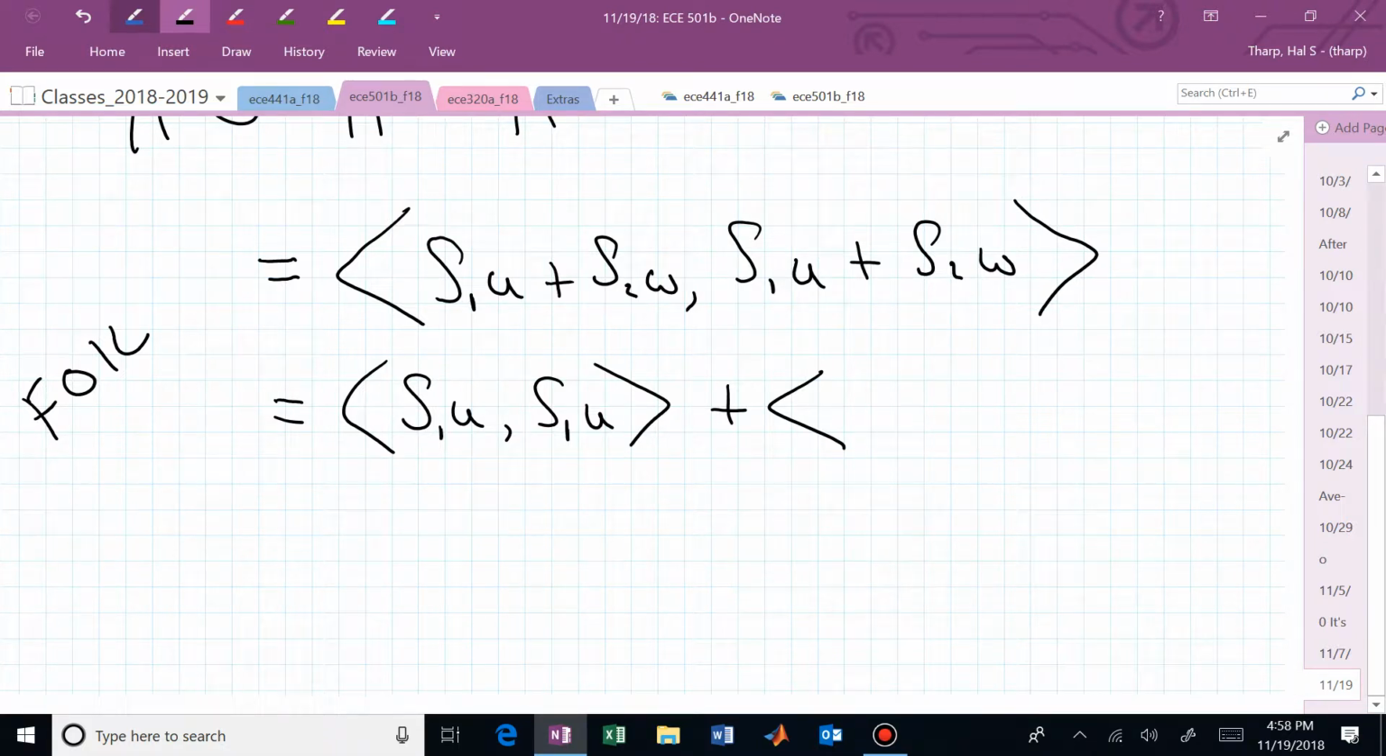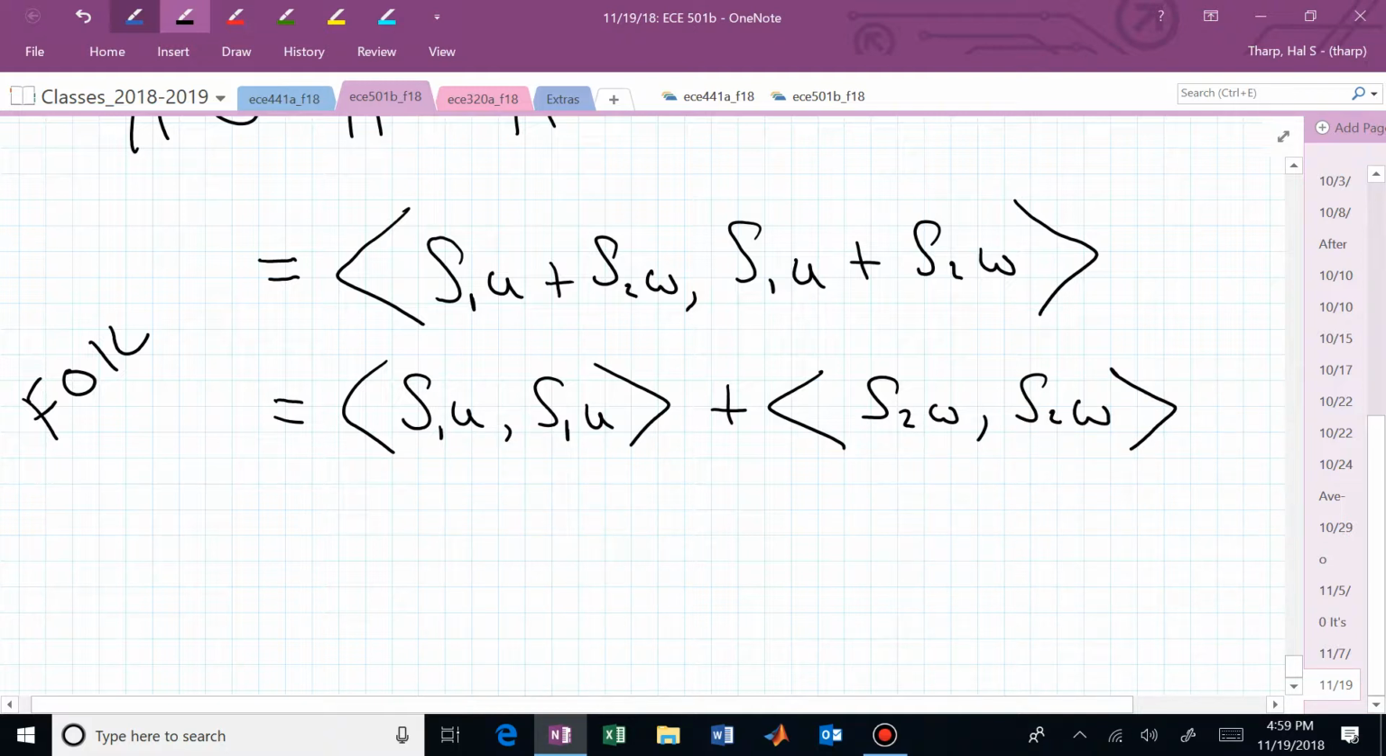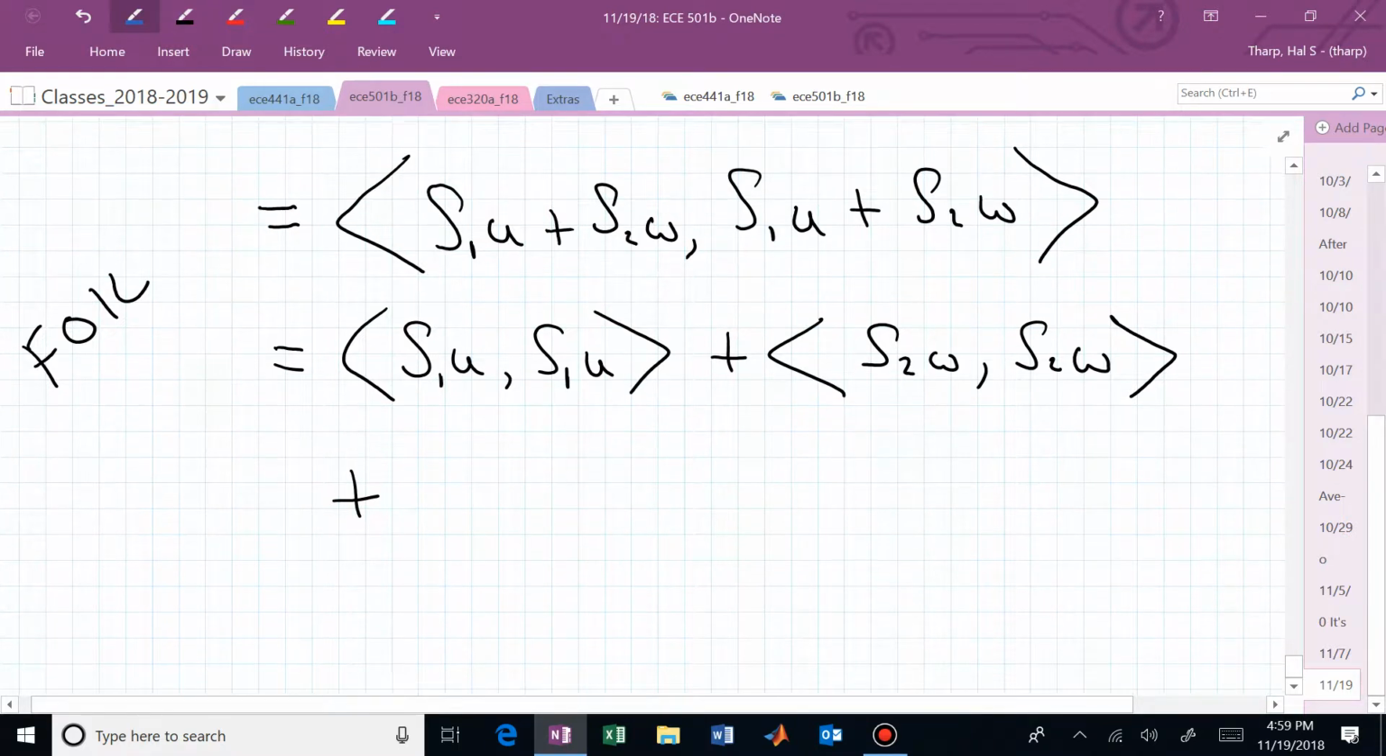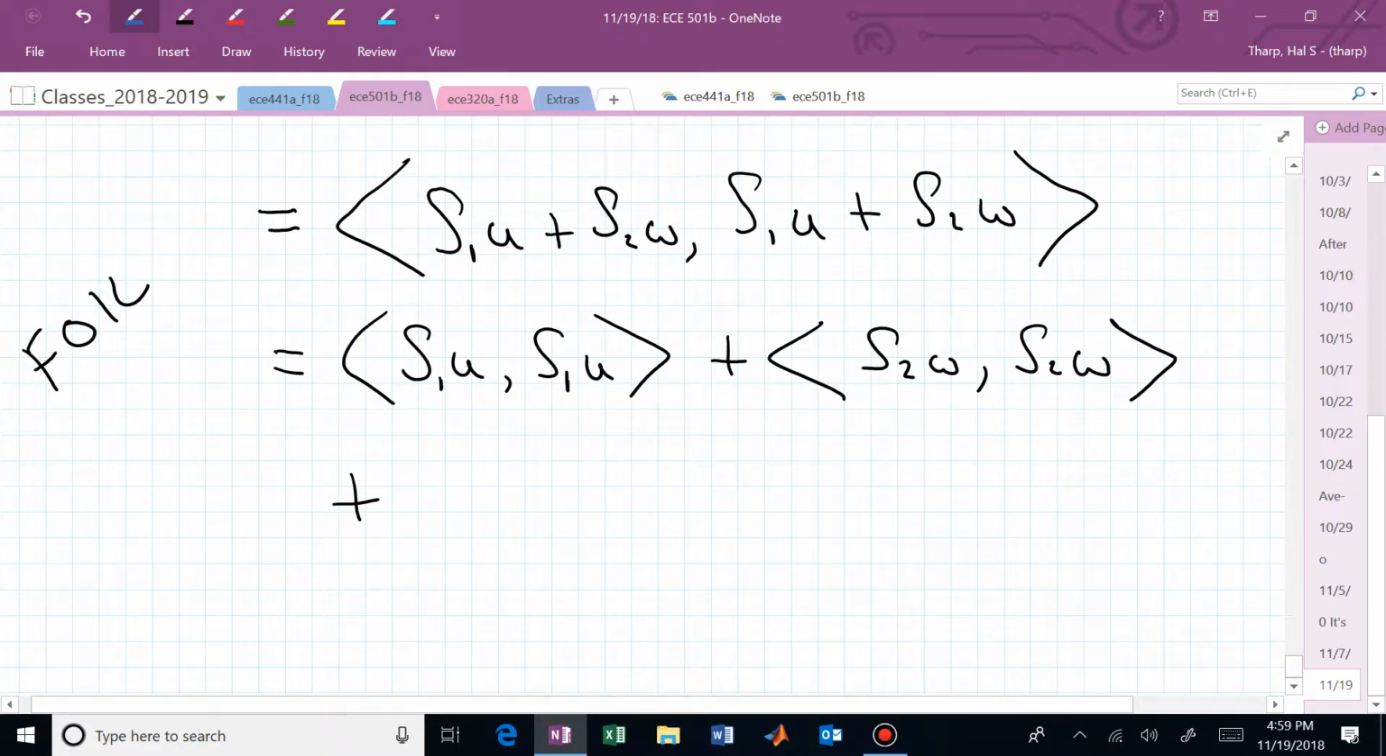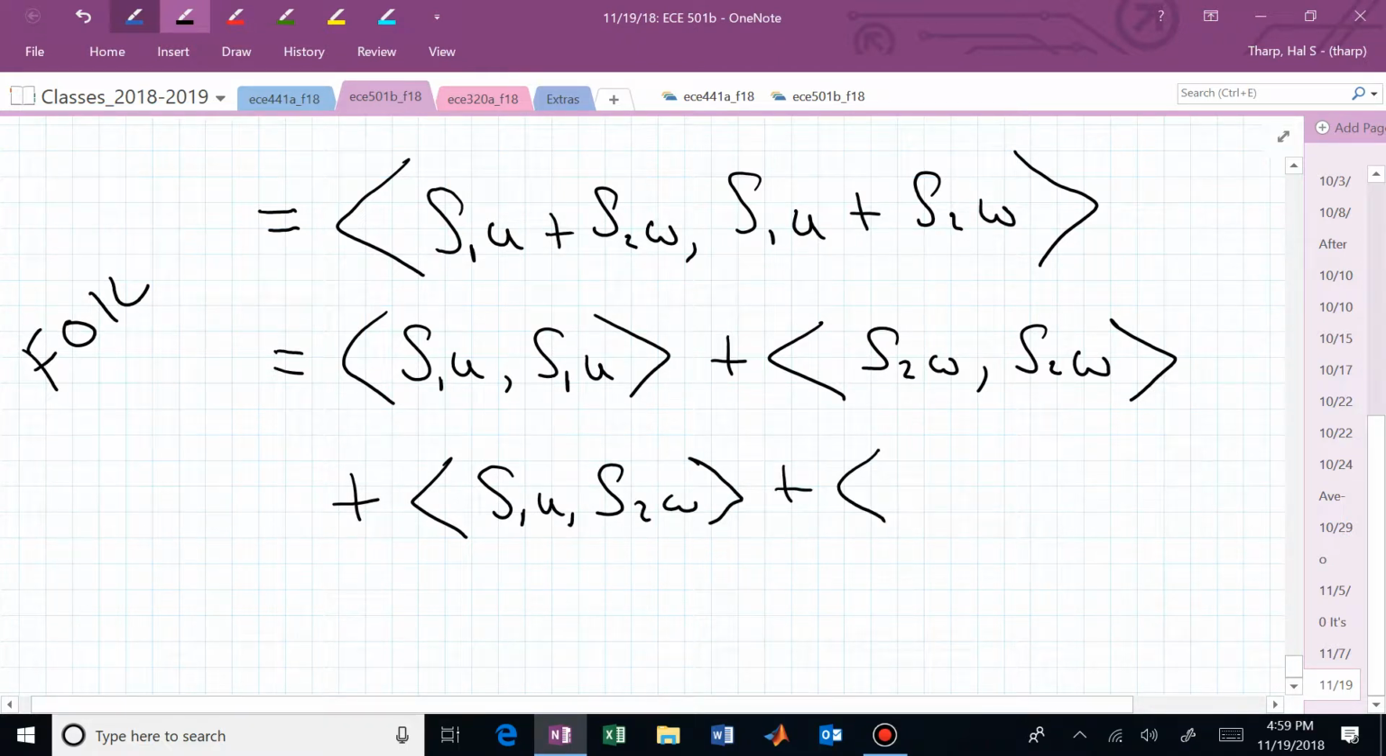Anyway, the last one is S2W, S2W, inner product. And now let's forget oil. Let's now just do the remaining 2. We have S1U with S2W, don't we? And we have S2W with S1U. And that should give us all that we need.